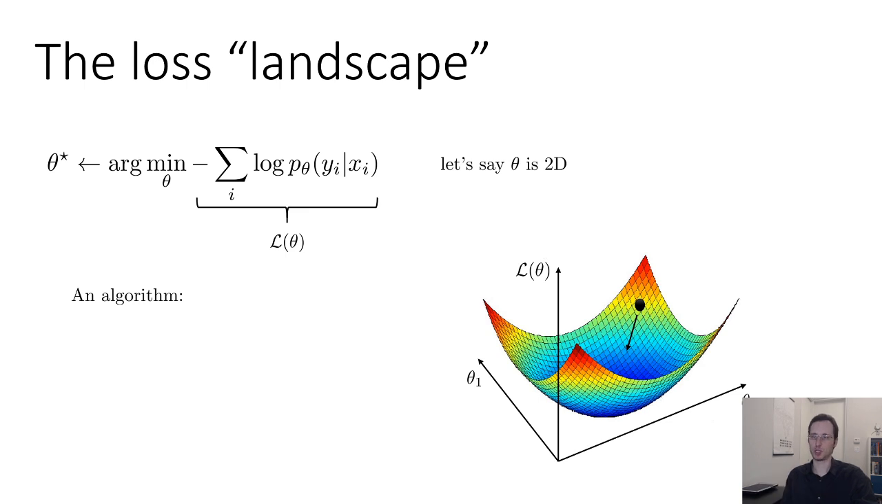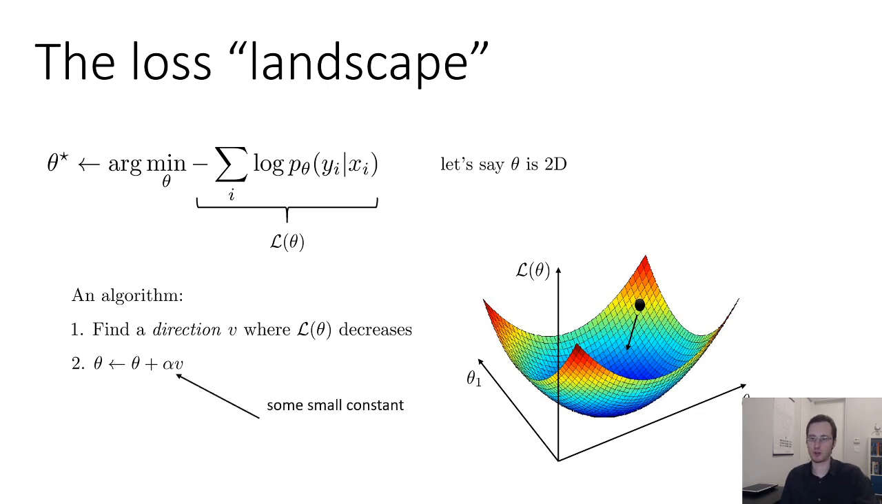So a very general sketch of an algorithm would be: find the direction v such that L of theta decreases in that direction, and then move theta in that direction. Pick the new theta to be the old theta plus some rate alpha times v, where alpha is some small constant, which is also called the learning rate or step size.